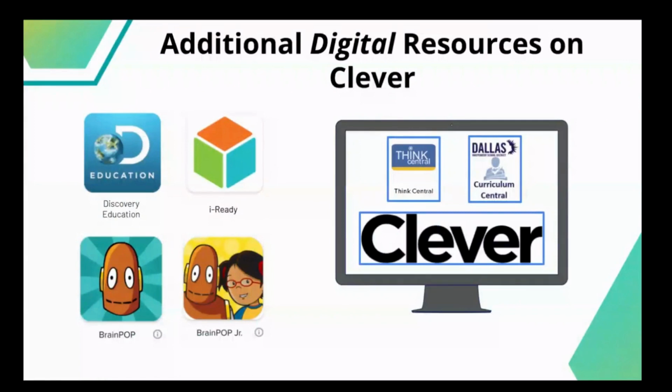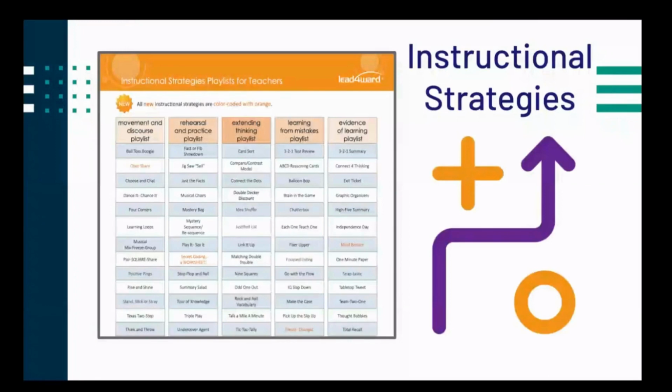Additional digital resources on Clever that we have available for you are Discovery Education, our iReady, BrainPop and BrainPop Junior, as well as BrainPop Espanol. We have our Think Central app, and obviously our Curriculum Central IPCs. We have also linked the Lead Forward Instructional Strategies Guide. This guide will provide you with new and innovative ways of presenting the information to students, and that link is available in your participant guide.